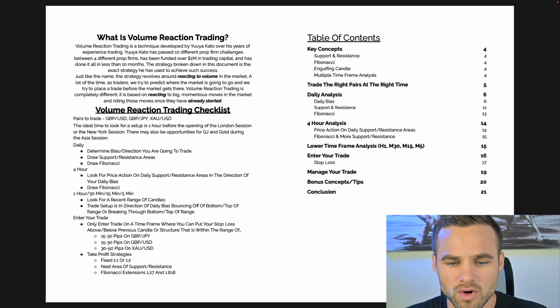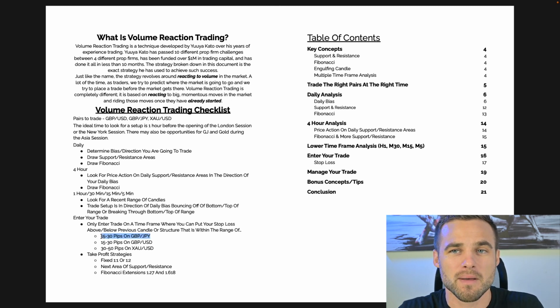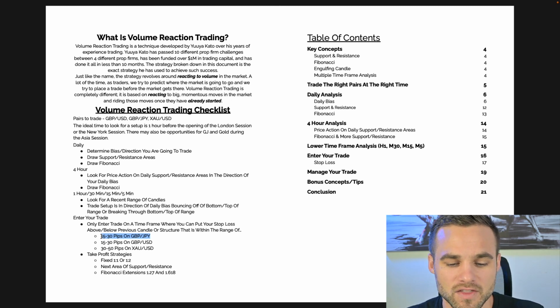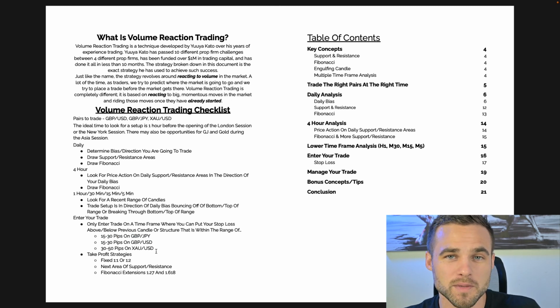And you also notice Yuya saying that I'm only going to take a trade if my stop loss makes sense. And for GJ, he's pretty much only going to look for a stop loss that's within 15 to 30 pips maximum, meaning that if it's a 50 pip stop loss, he's likely not going to take the trade. And with gold, it's a 30 to 50 pip stop loss, meaning that if the stop loss is over 50 pips, then a lot of times he's not going to take this trade.